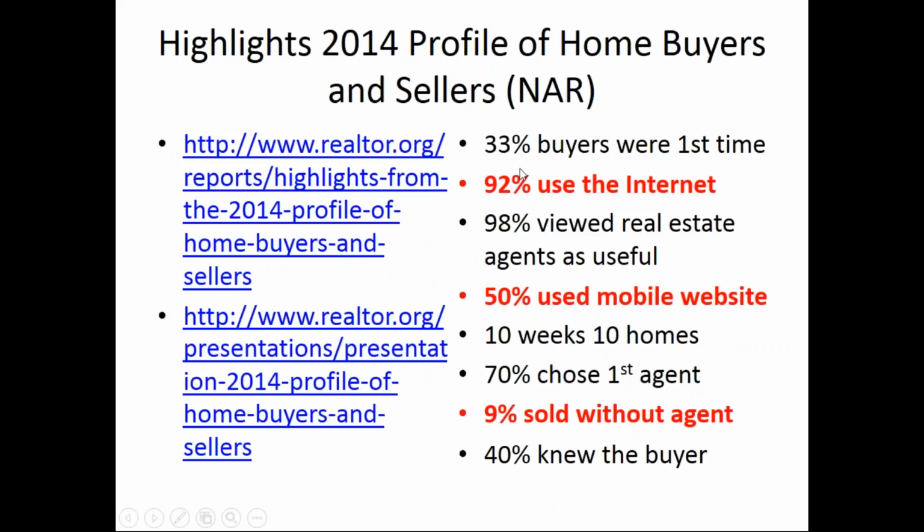Here are some interesting stats. 92% of the people looking to buy real estate actually use the internet. So get excited. We're right on the front cutting edge of all this. 50% use the mobile website. Isn't that interesting? That's pretty high, and that's a recent stat. Then 9% sold without an agent. That means of all the FSBOs that are out there, 91% actually got sold by licensed real estate brokers and salespeople.